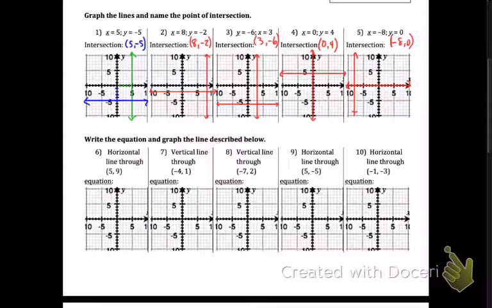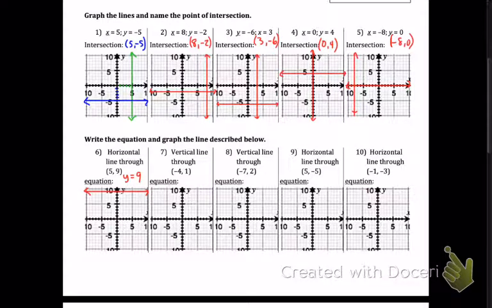Now, this question comes at you from a different direction. It says, write the equation and then graph the horizontal line that passes through the point. Well, if it's a horizontal line, is that an x equals line or a y equals line? What do we say? Horizontal lines are y equals. Well, what is y equal in this case? Y equals 9. So you can go up and plot that point, 5, 9, and then draw the horizontal line through it. But that's the equation, y equals 9.